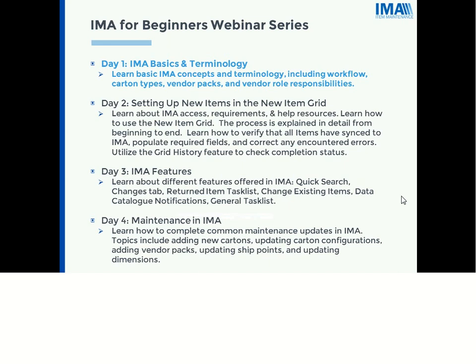Like I said, this is day 1 of 4. Today we're going to be covering IMA Basics and Terminology. Tomorrow we're actually going to be walking through the new item grid setup. On Wednesday we're going to be talking about some different IMA features. It's really kind of a wide range of features offered in IMA, such as quick search, the changes tab, changes listing items, general task list. You have a few different task lists you might need to pay attention to. So we're going to cover all that in day 3. In day 4, we're going to go over some maintenance in IMA, just some of the most common maintenance updates that you may need to do.